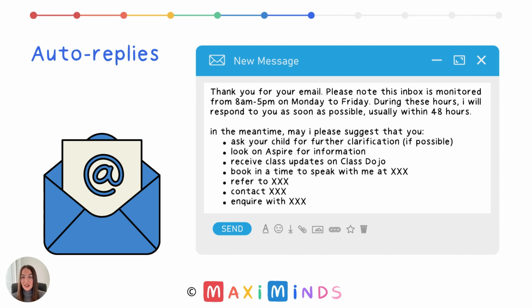Firstly, asking their child for any further clarification. That's that outsource to the students that we talked about before. Look on Aspire. Receive class updates on, for instance, if you want to consider Class Dojo, or book in a time to speak with me here. And there's the Calendly link you could put in. You could also then, these are just suggestions, but refer to this or contact this person or inquire here, so that they can at least feel self-empowered to try and problem solve themselves.